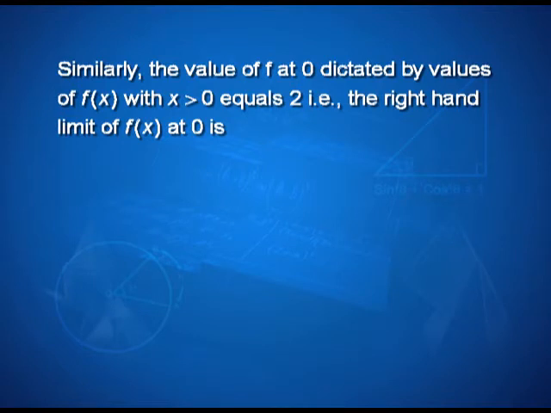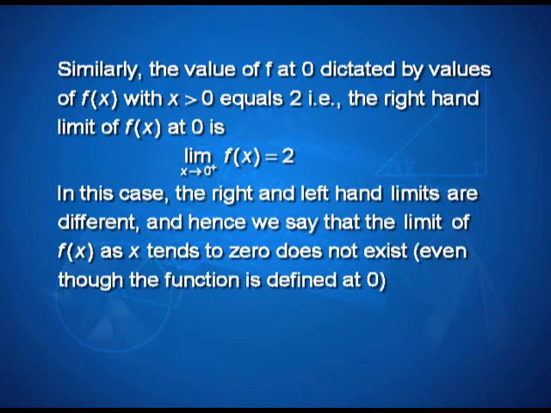Similarly, the value of f at 0 is dictated by the values of f of x with x greater than 0 equals 2, that is, the right hand limit of f of x at 0, limit x tends to 0 plus of f of x, is equal to 2. In this case, the right hand and the left hand limits are different and hence we say that the limit of f of x as x tends to 0 does not exist, even though the function is defined at 0.